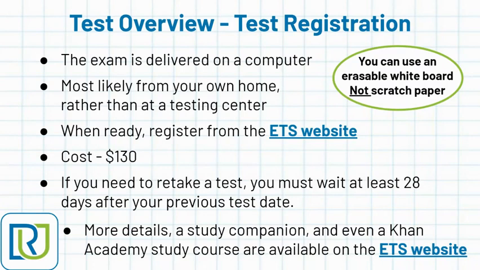Whenever you're ready to take the exam, you're going to go to the ETS website, and that's where you're going to register, and the cost is $130. If you do not pass the first time, then that's fine, and you need to retake the exam. You have to wait 28 days from your previous test date, and then you re-register. If you go to that ETS website, there's a lot more details there, including some study companions, a way to use Khan Academy to study, and some additional practice pieces.